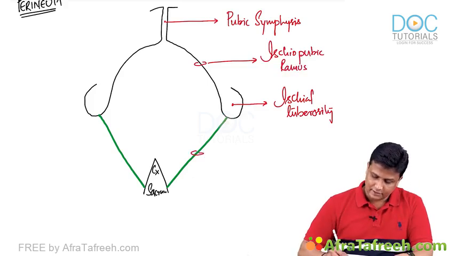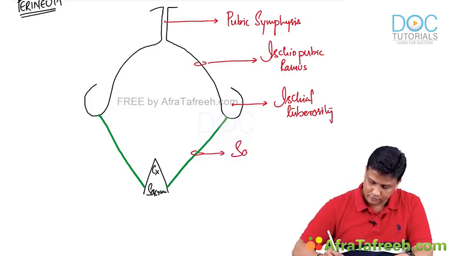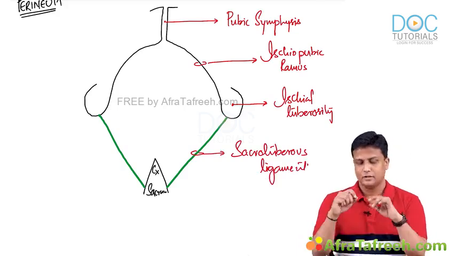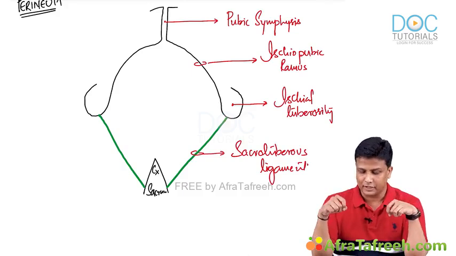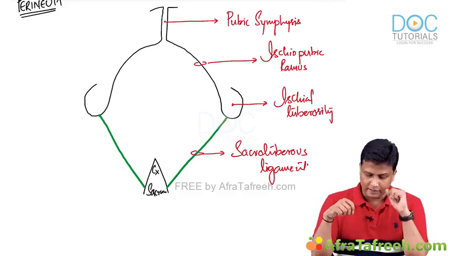And the name of this ligament between the sacrum and ischial tuberosity will be the sacrotuberous ligament. So pubic symphysis, ischiopubic ramus, ischial tuberosity and sacrotuberous ligament. These are all the boundaries of the perineum region, guys.